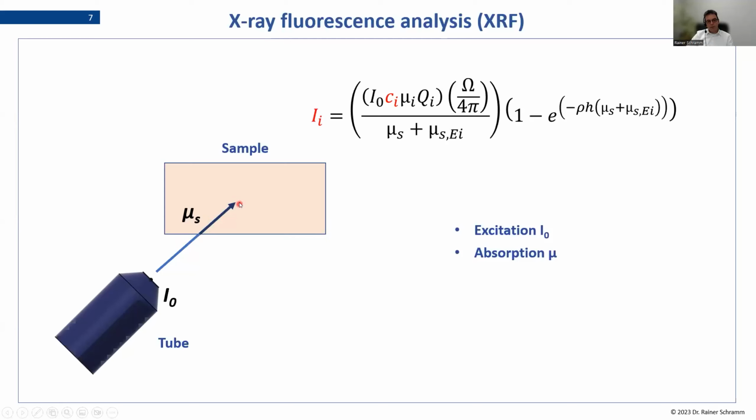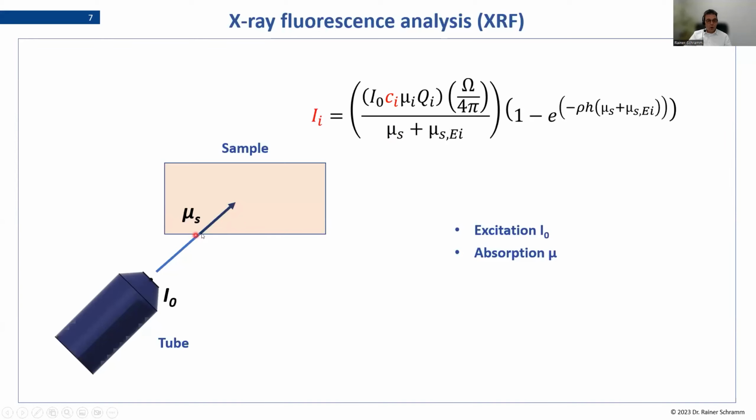In the moment this radiation penetrates the material, there is an absorption. And this is important. That means when radiation goes through something, it will always be absorbed by the material. The material here is your sample. So every element in your sample will absorb the excitation radiation, or the exciting radiation. And this is also what you see here as the mu from the sample.